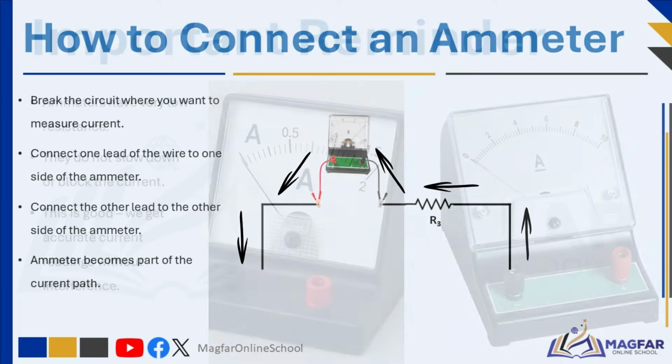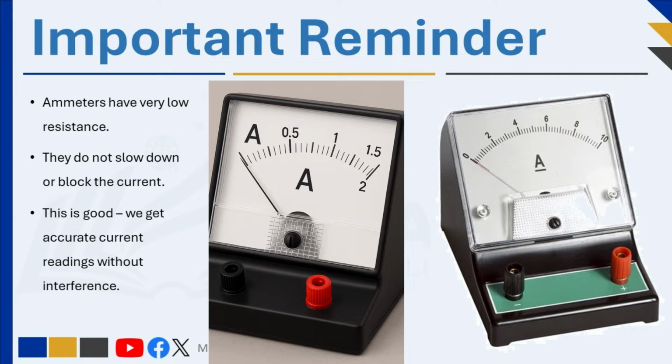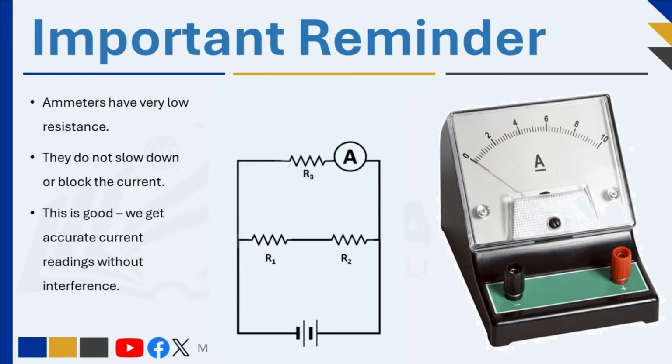Lastly, remember this: an ammeter has a very low resistance. That means it does not block or slow down the current as it flows through. This is exactly what we want. We need the ammeter to measure the current without interfering with it.